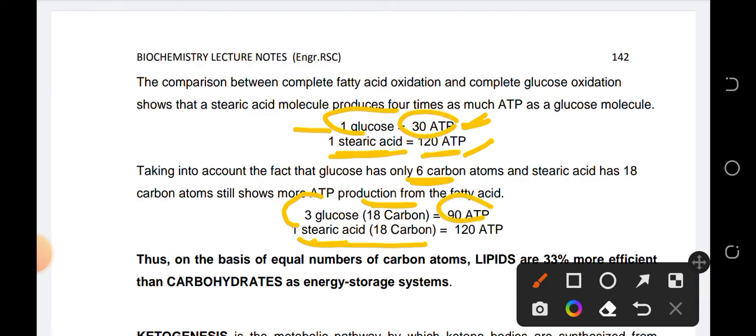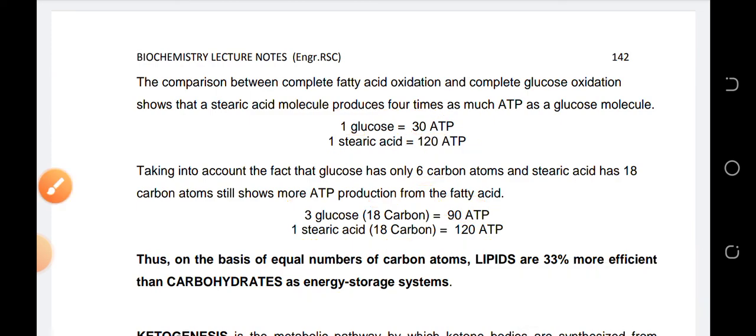Okay? So, si 1 stearic acid na 18 carbon atoms ay 120. So, with this, talagang makikita natin na mas efficient ang lipids as energy storage sa ating metabolism. Kasi 90 versus 120, medyo malaki yung difference.